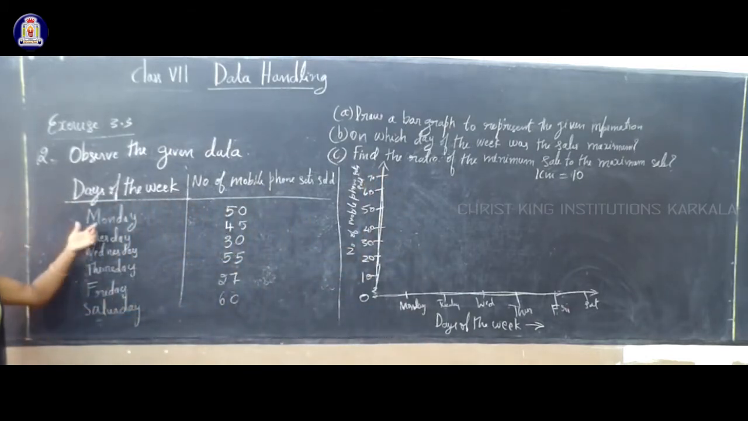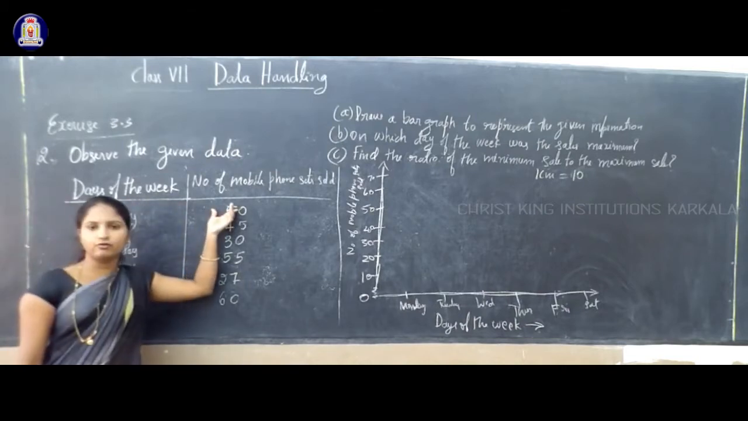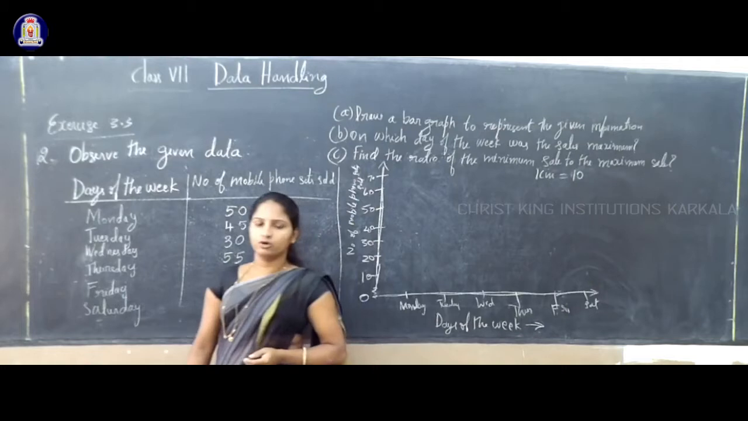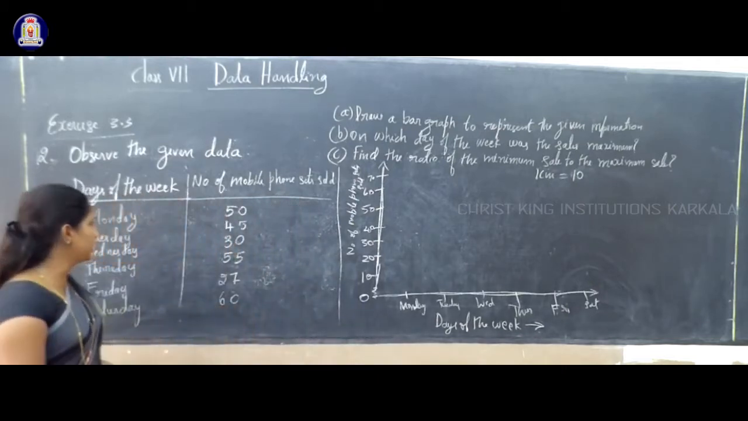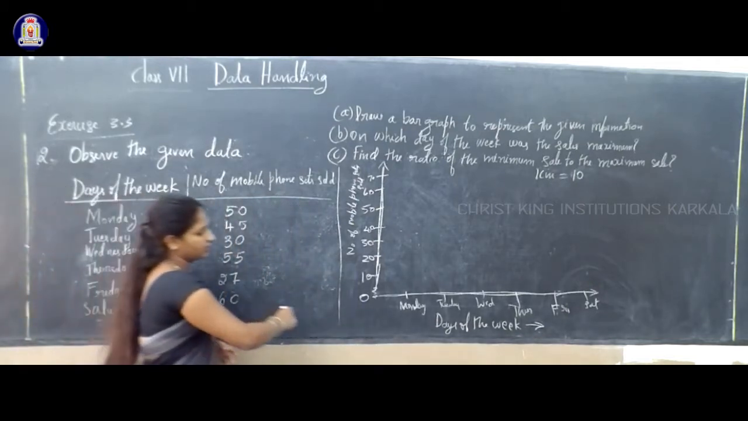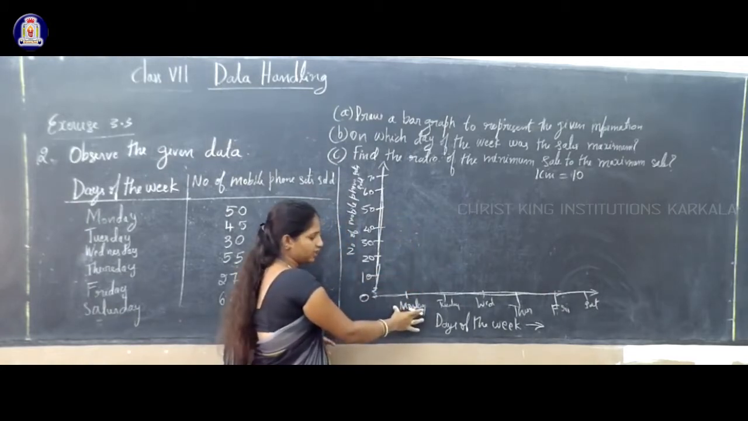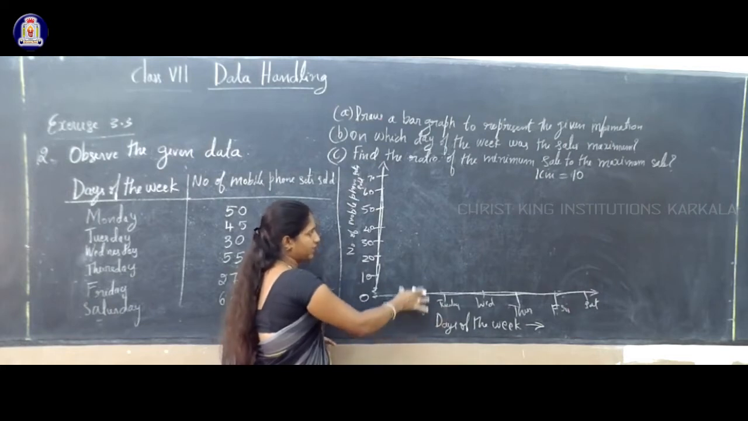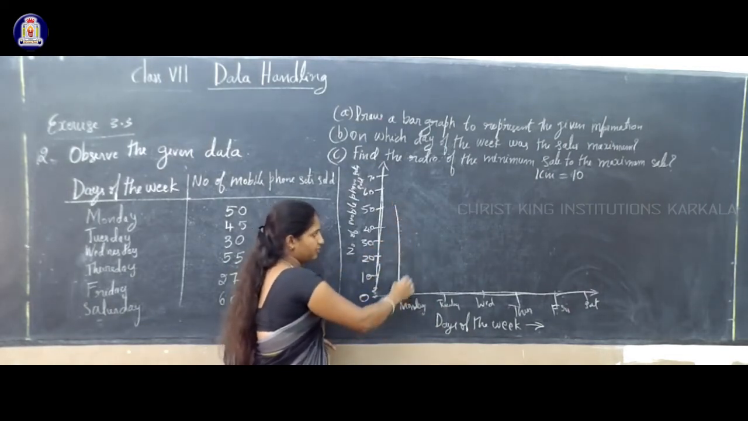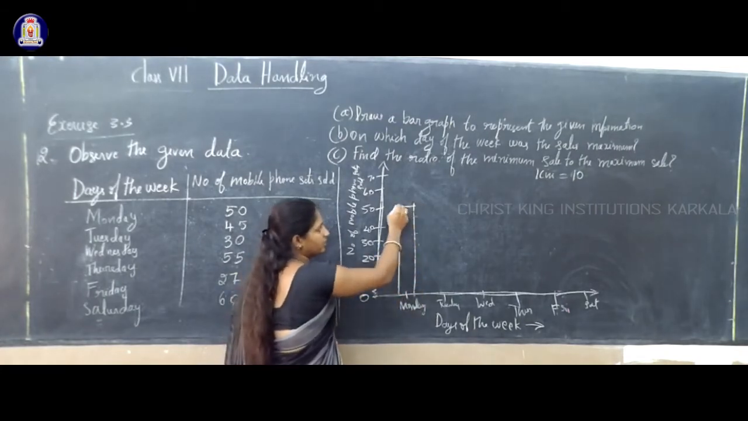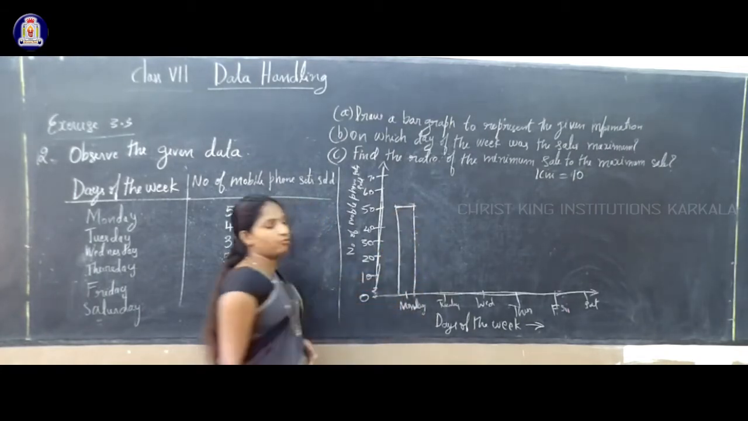Now on Monday, how many mobile phones are sold? That is 50. So the number of mobiles sold on Monday is 50. See, Monday is written here, days of the week, horizontal. On Monday, how many mobiles sold? 50 mobiles sold. Clear?